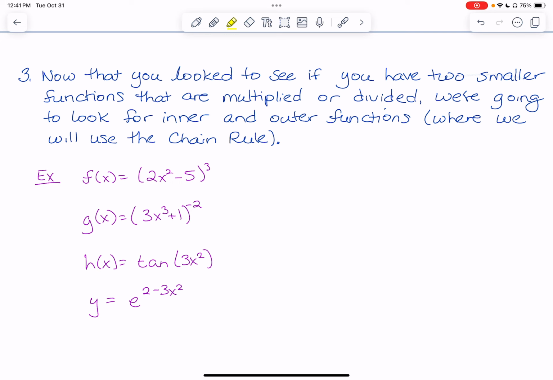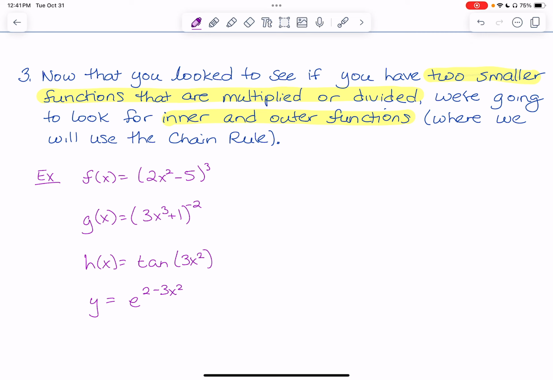So in the previous videos, you remember, if you've watched them, that we identified the two smaller functions that are multiplied or divided. When they are multiplied, we use the product rule, and when I had two smaller functions that were divided, I used the quotient rule. Here, rather than looking for just smaller functions that are multiplied or divided by each other, we are looking for inner and outer functions. So it's a slight change in what we're looking for here, and we can put these all together in the end.